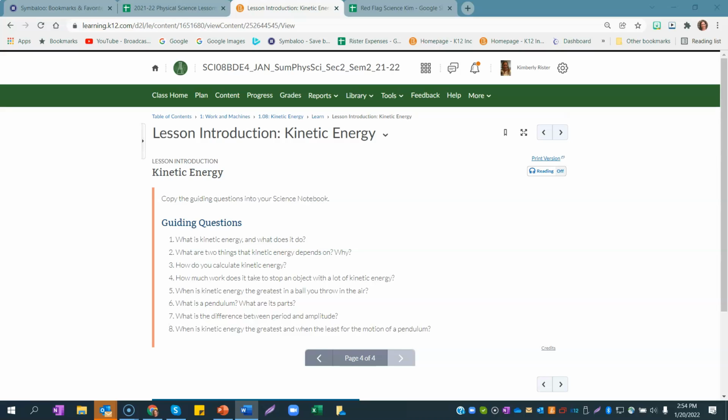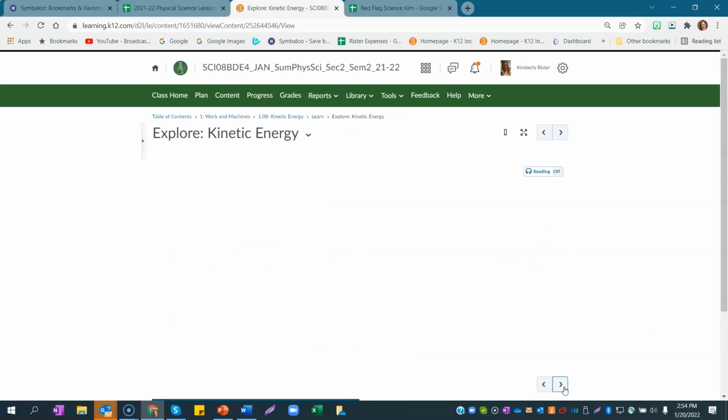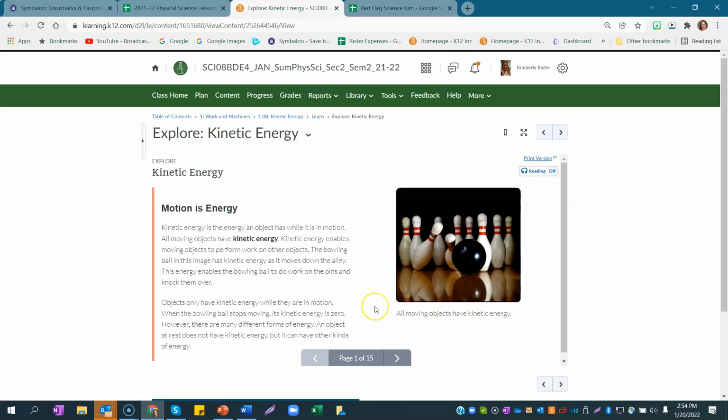All right. And so the first one we're looking at is, what is kinetic energy and what does it do? So here we go. Motion is energy. Kinetic energy is the energy an object has while it is in motion. So that answers guiding question 1. All moving objects have kinetic energy. Kinetic energy enables moving objects to perform work on other objects. So for the second part of the guiding question, what does it do? There's your answer. Enables moving objects to perform work on other objects.